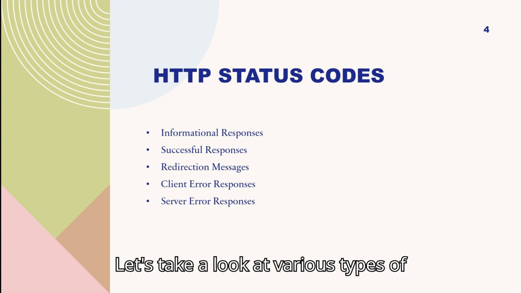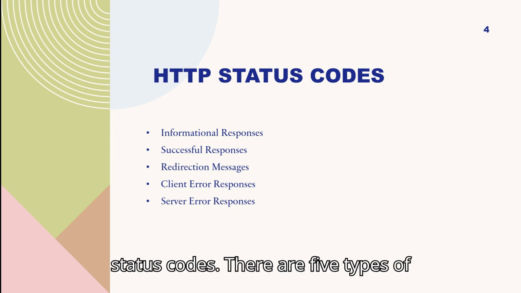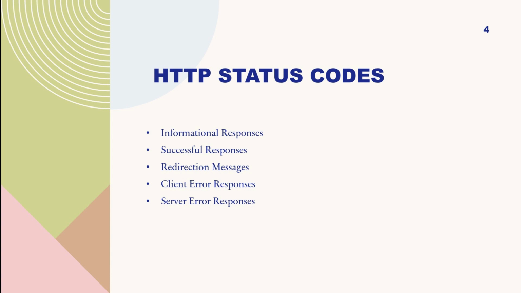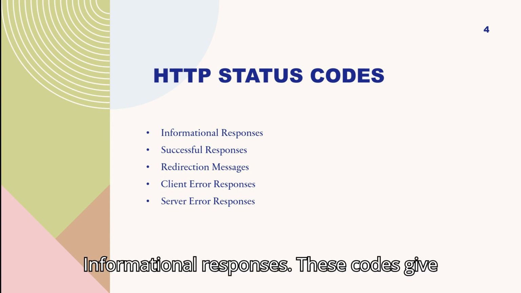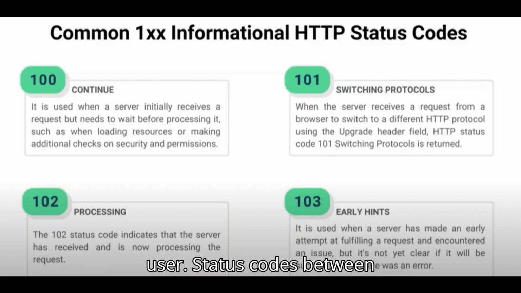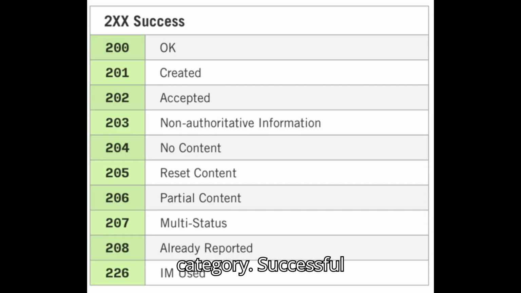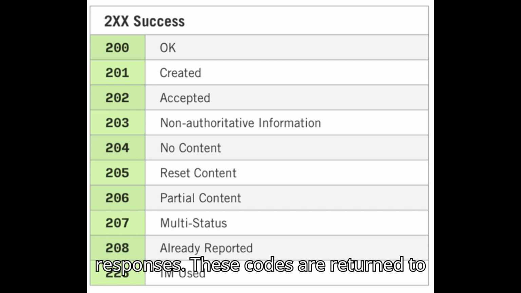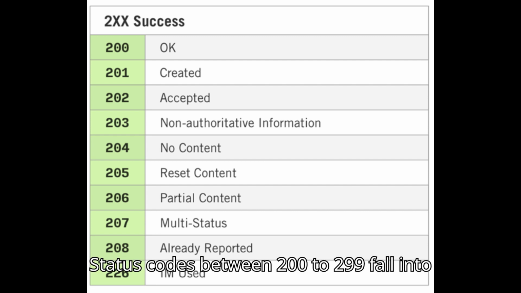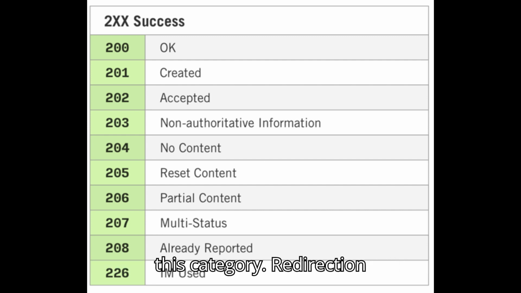Let's take a look at various types of status codes. There are 5 types of responses that the server returns. Informational responses. These codes give out information about the response to the user. Status codes between 100 to 199 fall into this category. Successful responses. These codes are returned to denote successful execution. Status codes between 200 to 299 fall into this category.